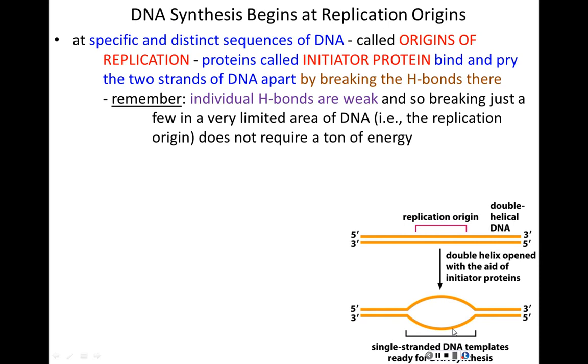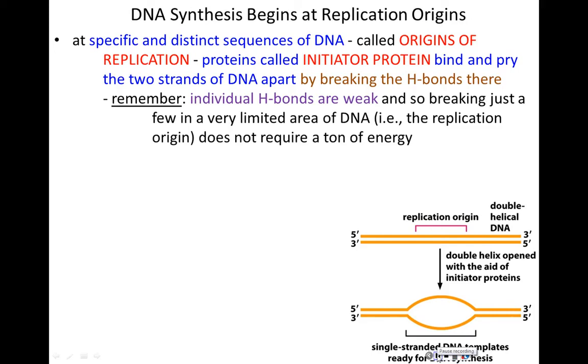Now, how is this possible if hydrogen bonds are so strong? Well, remember that hydrogen bonds are not strong. Individual hydrogen bonds are quite weak. All of the hydrogen bonds taken together create a lot of force, but individual hydrogen bonds are very weak. And so breaking just a few hydrogen bonds, only in the limited area of the origin of replication, does not require a lot of energy.